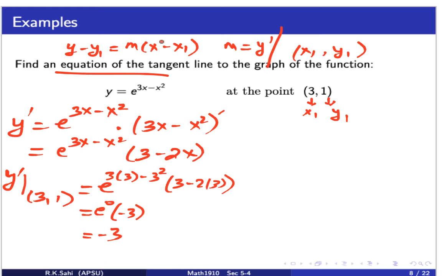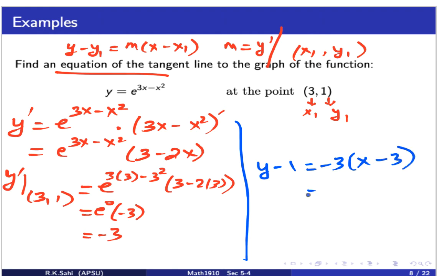Now remember, we just have to write down the equation of the tangent line. So the equation of the tangent line is y minus y1, which is 1, equals the slope, minus 3, times x minus 3, which is minus 3x plus 9, or y equals minus 3x plus 10.